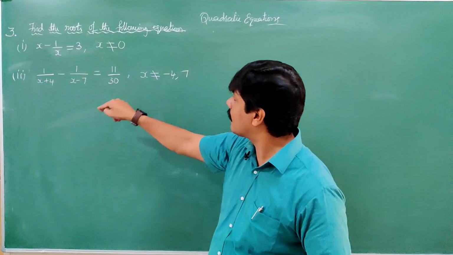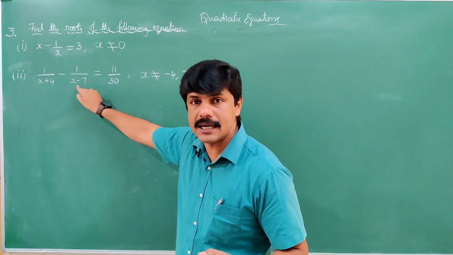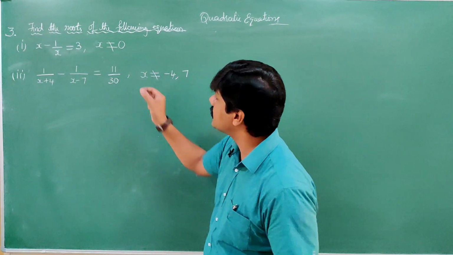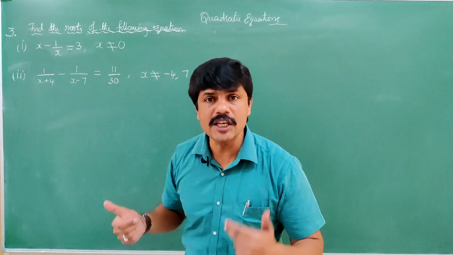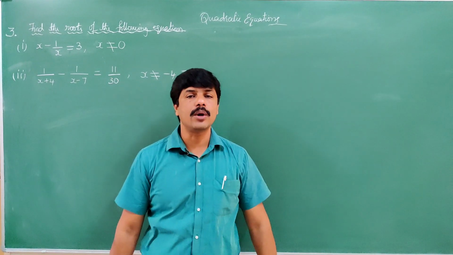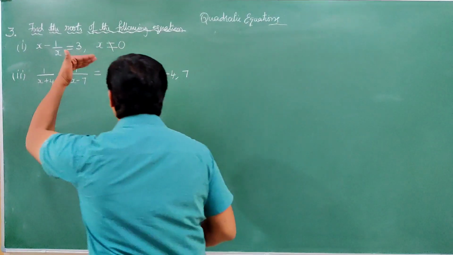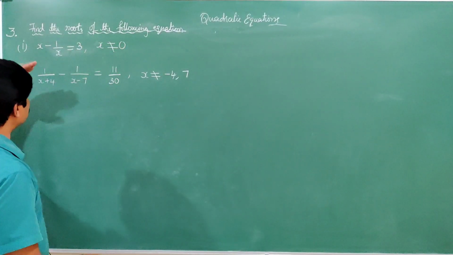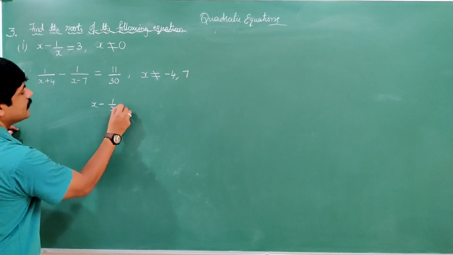Or x should not be equal to 7 also, because 7 minus 7 is 0 here. Understand? So here the condition is x is not equal to 0, x is not equal to minus 4 and 7, because the denominator should not become 0 at all. If it becomes 0, then it is impossible. Understand?